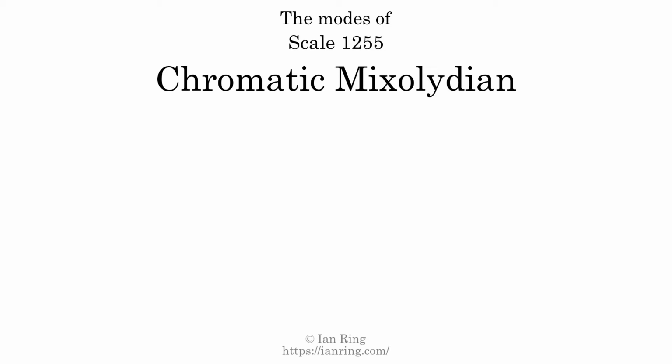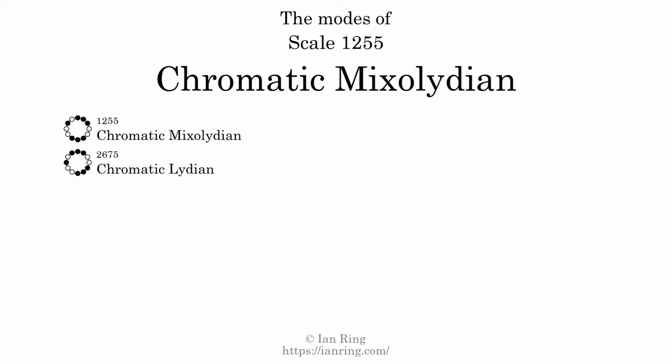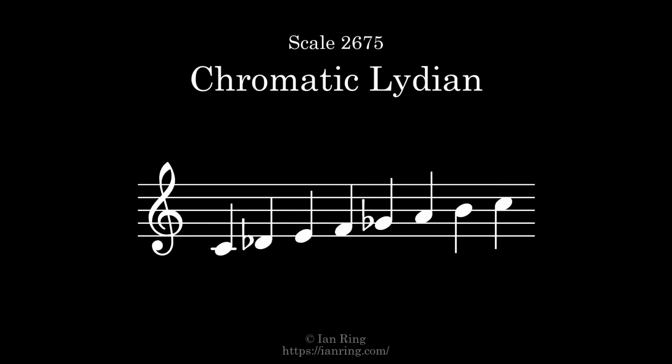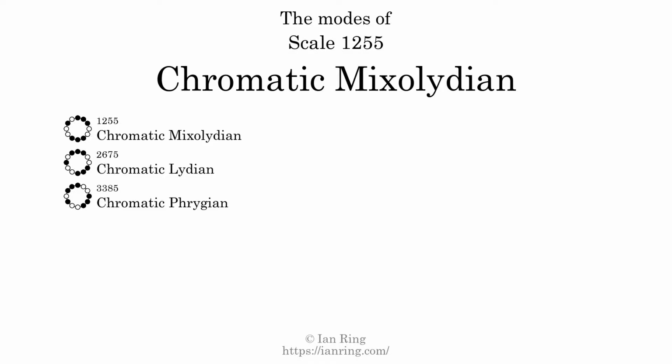This scale has 7 modes. The first mode is itself. The second mode is scale 2675, also known as Chromatic Lydian. It sounds like this. The third mode is scale 3385, also known as Chromatic Phrygian. It sounds like this.